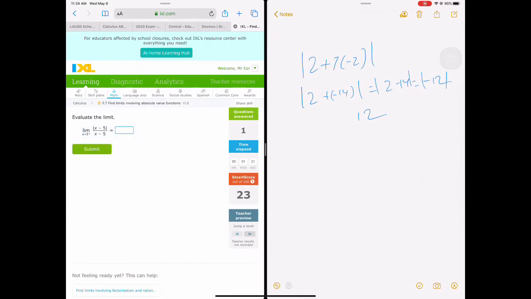Okay, so that jumped to another level. Now this is a rational function. And let's go ahead and plug it in and see what happens. We see the limit as x approaches 5 from the right side. But we're just going to plug it in and see what happens.